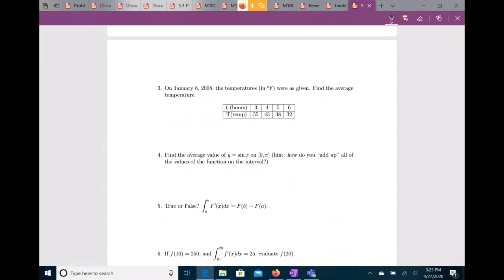Okay, so now we're going to start looking at a sort of mean value theorem for integrals. Okay, so I kind of want to skip number three for now and go to number four, since we sort of just worked with sine of x. And I want you to try to answer what is the average value of sine on the interval from 0 to pi?